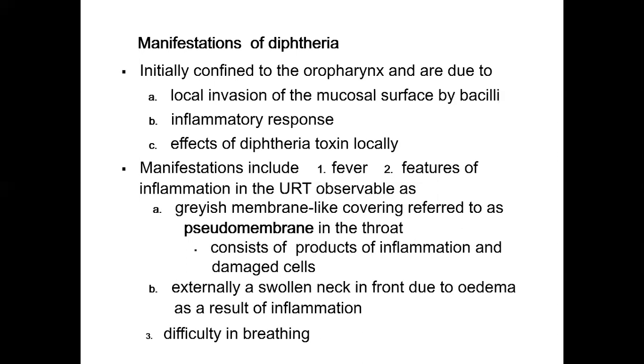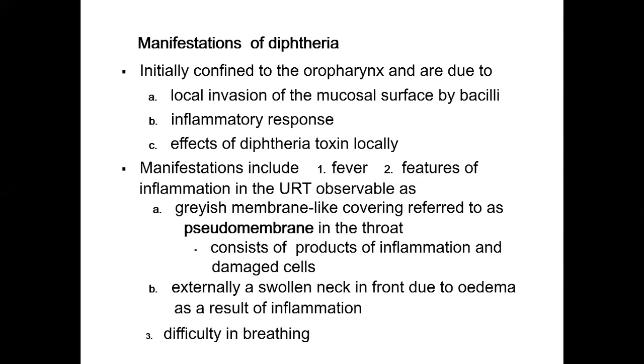Then externally, if the infection is very severe, the neck would look swollen in front. And that would be due to the inflammation that is going on in the inside part. And that would cause edema, and sometimes maybe the lymph nodes of the neck would be enlarged, but would contribute to a lesser extent to the external appearance. So the neck looks swollen, it looks full. Some people have described it to resemble a bull neck. So you'll see in the textbook, if you read, the bull neck appearance.